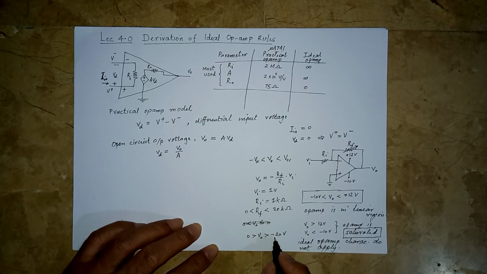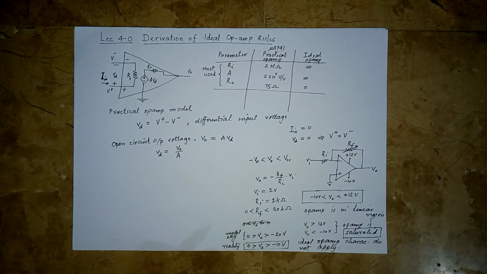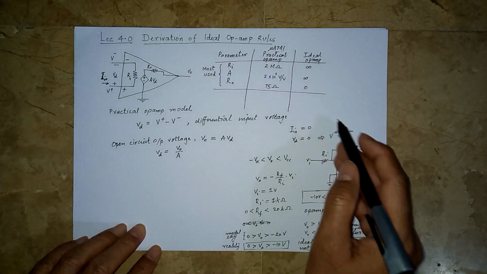But we know that the output cannot go beyond minus 10 volts. So for all the values of RF from 10 kilo ohm to 20 kilo ohm, the output would be saturated at minus 10 volts. So in actuality, VO would vary between these two voltages. This is what you will observe, what is reality, and this is what your model says. So the model may say something that is not true in practical life, and this is why we should know the limitations of a model as well.